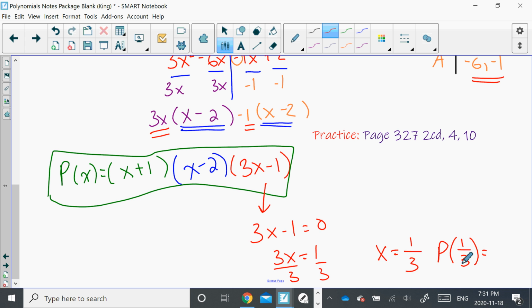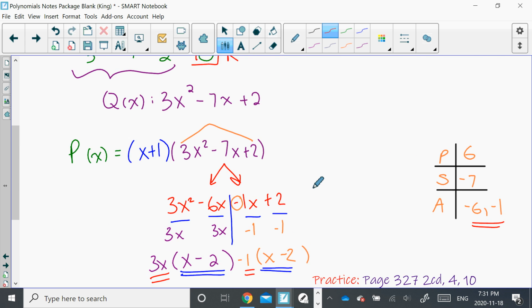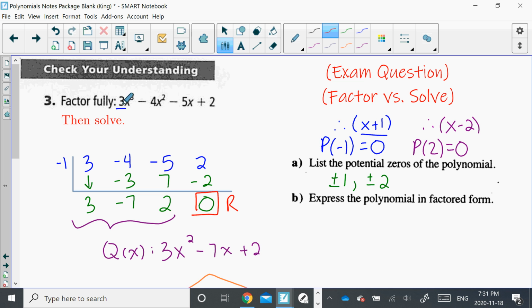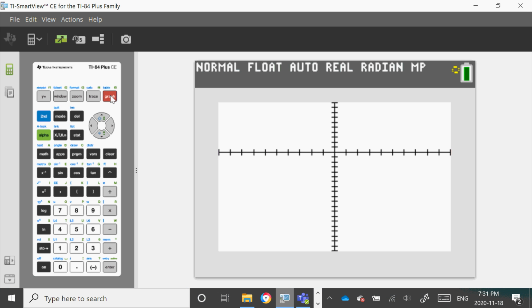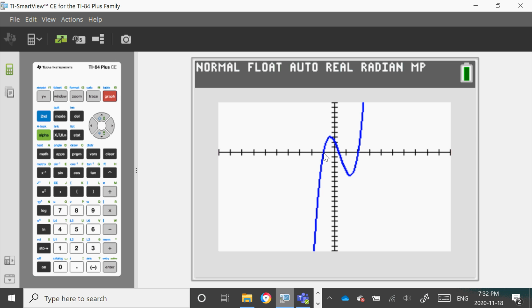So you could check this in one of two ways. You could take 1/3, and you could go back to your original polynomial. Every time you see an x, you could put in a 1/3. Or, because I have this entered into my calculator, I could take my calculator out. Let's look at the graph. So there's 3 zeros on this graph. I know that that 0 is 2. I know that that 0 is -1. Let's check that this is 1/3.